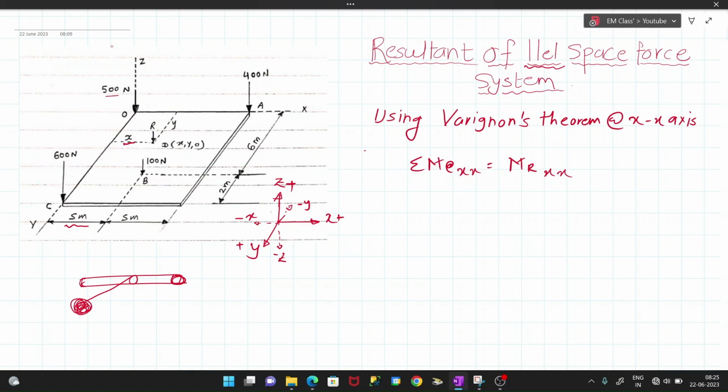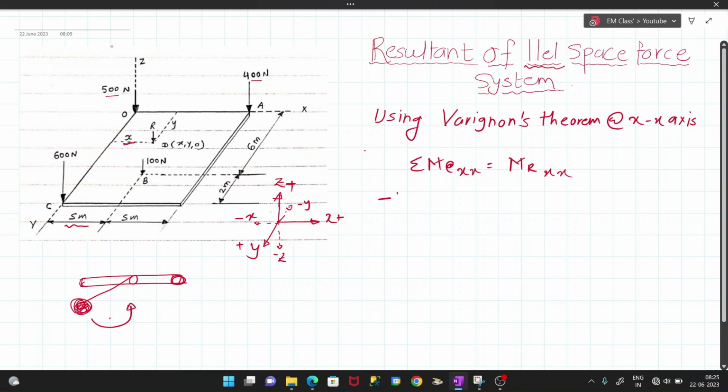Now see, along the x-axis, how many forces are there on the x-axis? 500 Newton is on the x-axis, 400 Newton is on the x-axis, so they will not create any moment. Which forces will create the moment? 100 Newton and 600 Newton. How will they create the moment? 100 Newton is going downward. The distance we have to see is along y. So it is 6 meter and it is going downward, so it is going to create an anti-clockwise moment here.